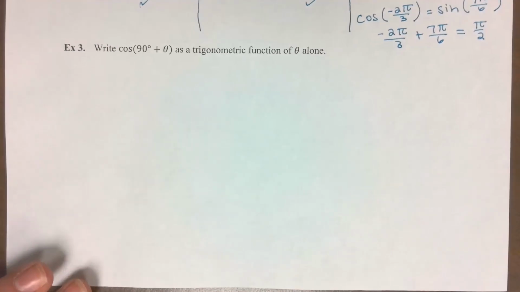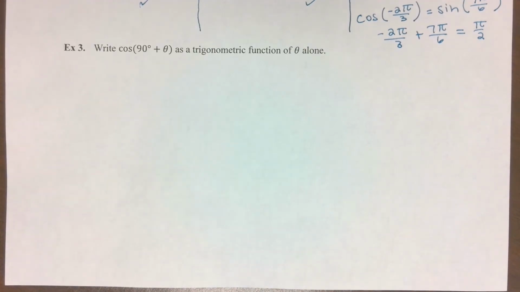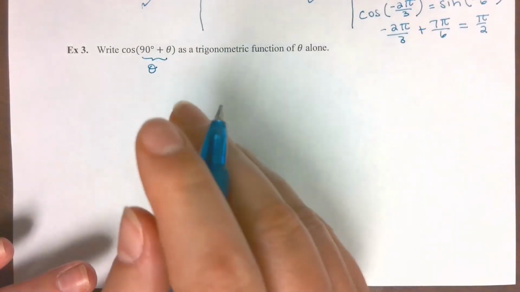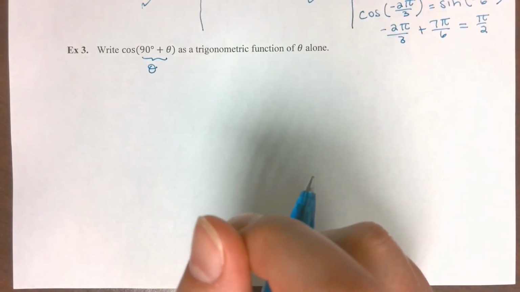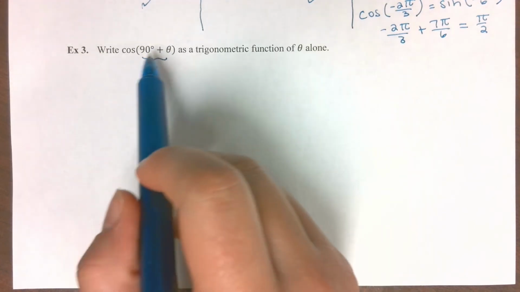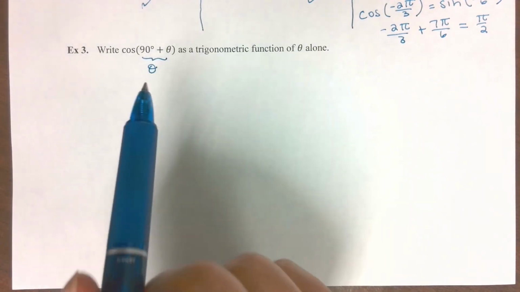Alright, so example 3. Example 3 says write cosine of 90 degrees plus theta as a trigonometric function of theta alone. What it means by that is the argument here should only be theta. There shouldn't be any other values, degrees or radians in the parentheses. So, a function of theta alone.